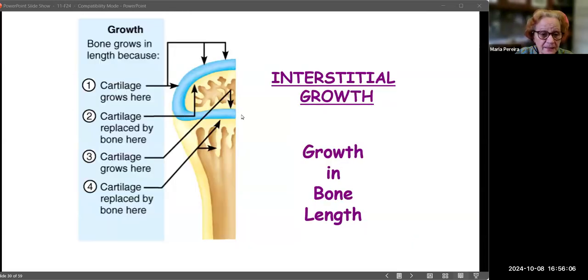So you see here the metaphysis, and it continues to grow. The cartilage divides and proliferates, and the growth can go in this direction and in this direction.